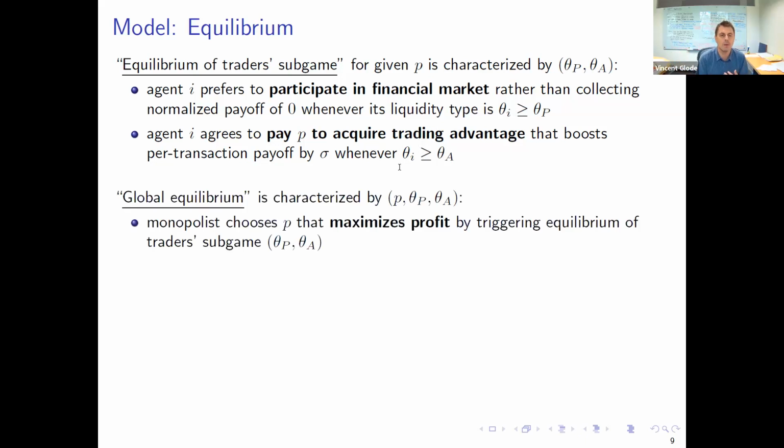Now, the global equilibrium of the whole model will be characterized by the price P that the monopolist chooses, which maximizes profit by triggering the optimal equilibrium of the traders' subgame. So the monopolist will pick a P that triggers the equilibrium in what traders want to do. Let me take questions for now, if you have any.